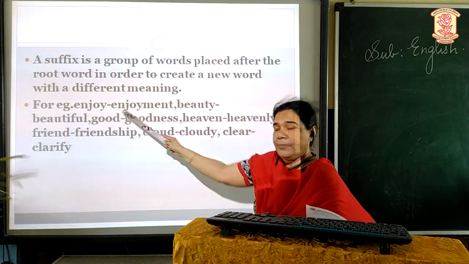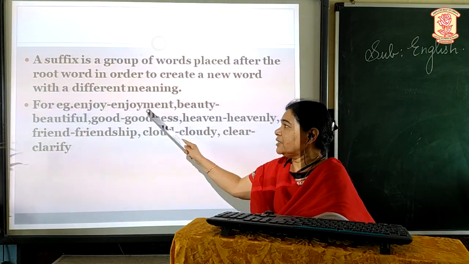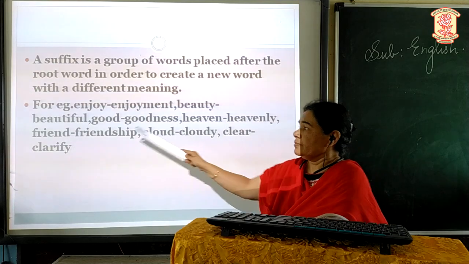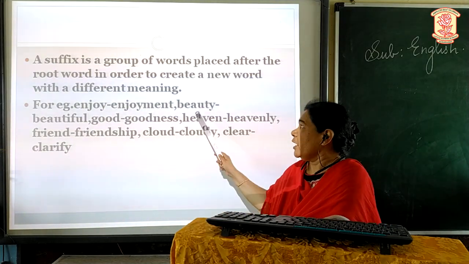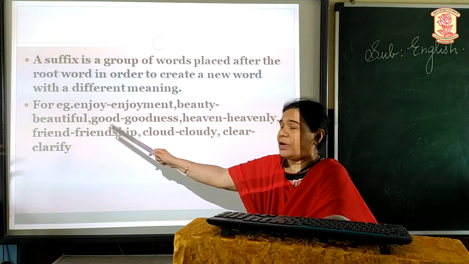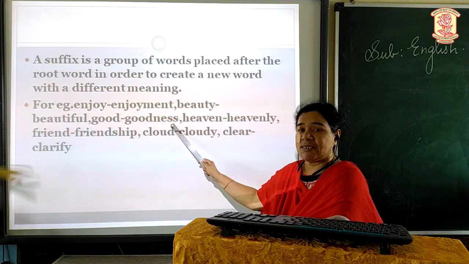Enjoy is the root word. You add MENT. So this is the suffix. It becomes enjoyment. Beauty, beautiful. Here in suffix, sometimes the spelling may change. Now here beauty, Y, in place of Y you write I. It's beautiful.